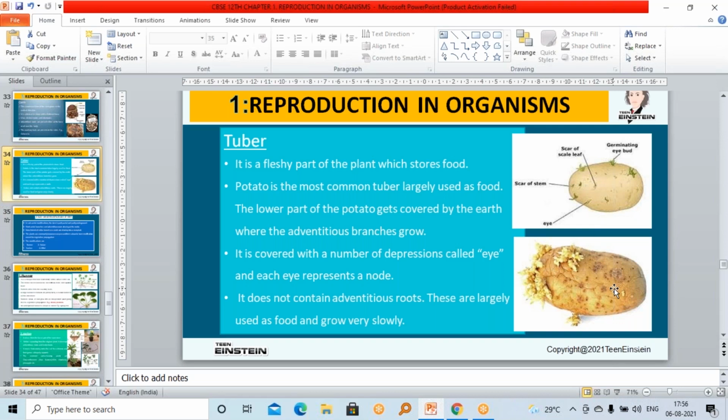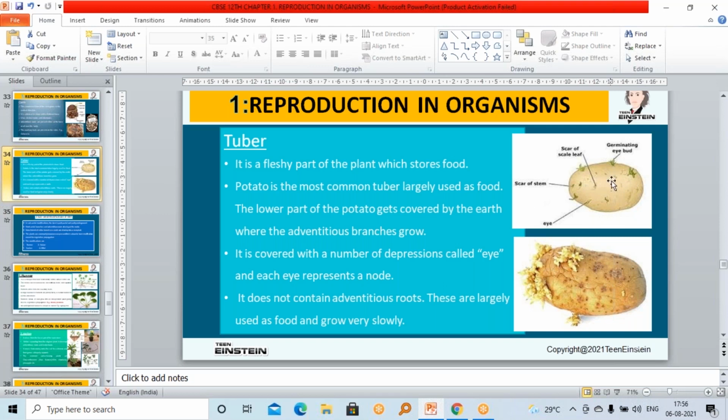So next is tuber. This is the last one in underground stem modification. For this, first I'll give the example, that is potato. Example is potato, and this is a fleshy part of plant stem, and this is storing the food. Potato means it's easy to remember and easy to write the features. It's fleshy part of the plant stem, and this is storing the food.